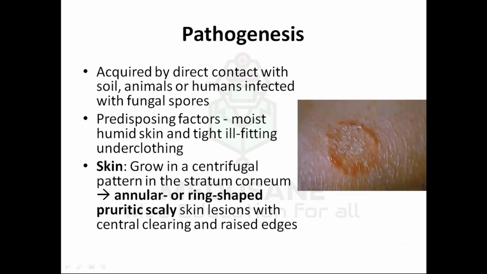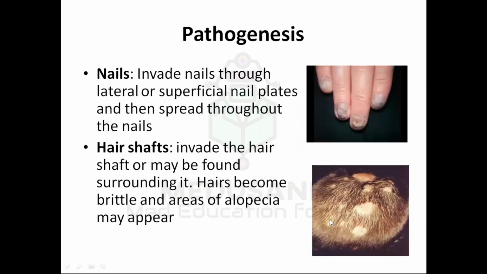So how will the lesion of the dermatophytes look? Here you can see the center clearing with a raised outer edge. So it looks like a ring, and that's why it's called a ringworm infection. In the nail, it usually infects the superficial part and then the lateral side, then finally spreads throughout the nail. And in hair, it first infects the hair shaft and it becomes alopecia.